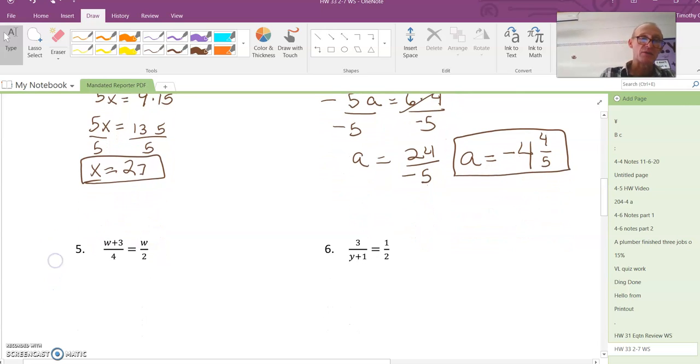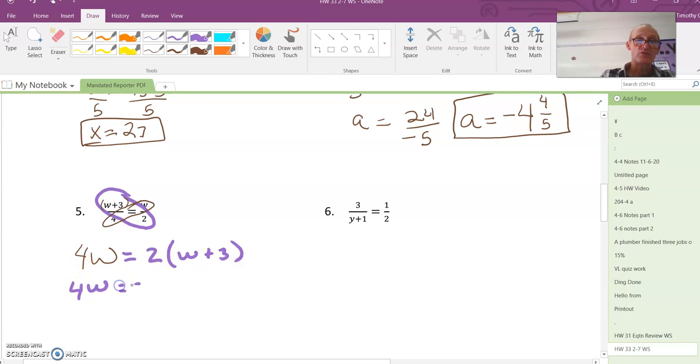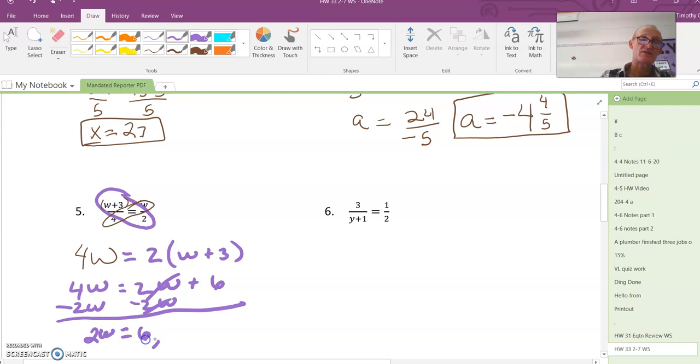All right, so we have a couple of terms here that we've got to group before we get an equation from this proportion. So on the left, I'm going to write 4w, and on the right is going to be 2 times w plus 3. So 4w equals 2w plus 6. I'm going to subtract 2w. And 2w is equal to 6, so w is equal to 3.